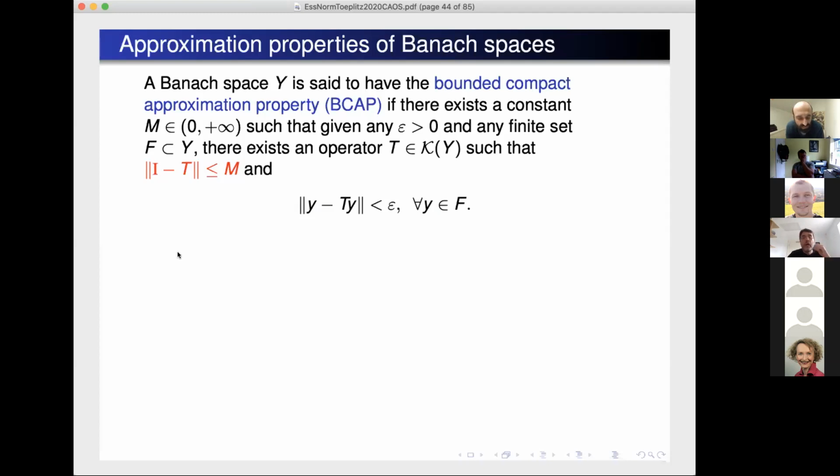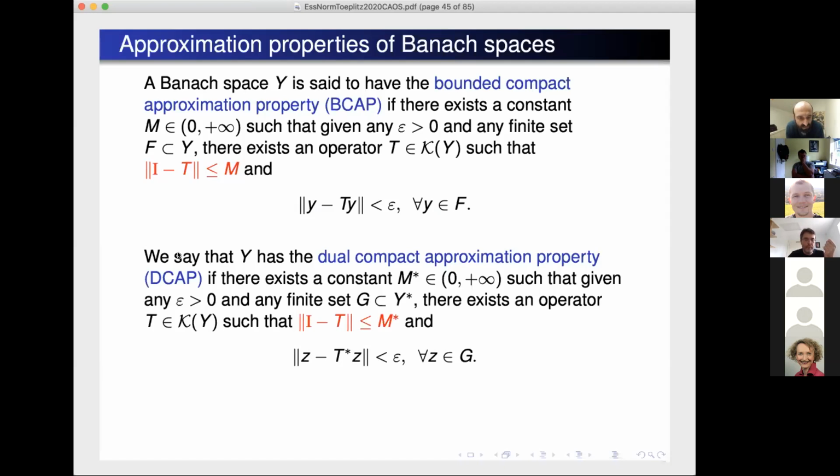So this is a property of a Banach space. I will also need a sort of dual property here. Now the terminology here, dual compact approximation property, is not commonly used, but it doesn't matter, it's just convenient for me. The idea is that now you're looking at a similar problem, but in the dual space. The finite set is in the dual space. What you are saying is almost the same property as above, but for the dual space. But not quite. The same property, bounded compact approximation property for Y star, would be the existence of a compact operator on this space. Here we are asking for something more. This is not just any compact operator on Y star. It has to be the adjoint operator of a compact operator on the original space.